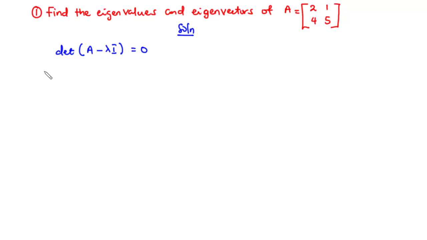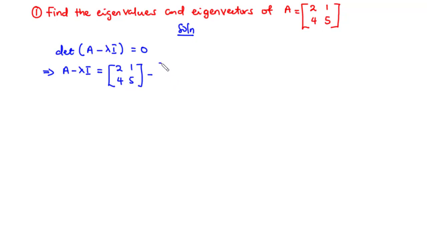So let's try to determine this matrix, that is the matrix A minus lambda I. So we have matrix A giving us 2, 1, 4, 5 minus lambda times the identity matrix, which is 1, 0, 0, 1. So basically this is the identity matrix for a 2x2 matrix. Now we are going to multiply lambda by each value of the identity matrix. So multiplying lambda across, we are going to have lambda, 0, 0, lambda.